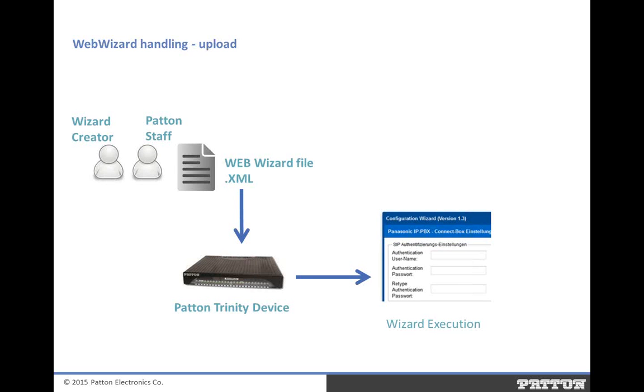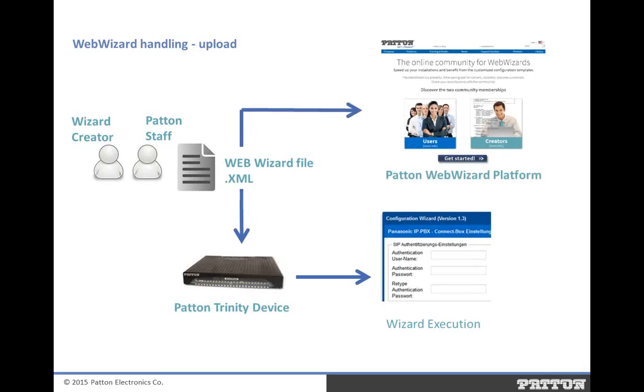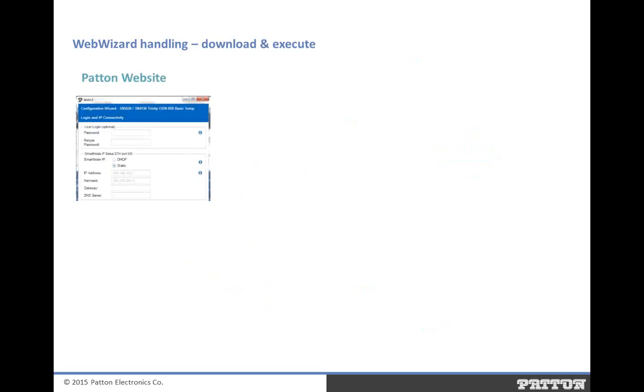Or let's say better, you can upload the file to our Web Wizard online platform and share your contribution with the community. I mean, this is the upload function, but afterwards, once it's online, we also have the download function. Exactly. So once a Web Wizard file has been uploaded to our Web Wizard community platform, from there you have two possibilities, of course.